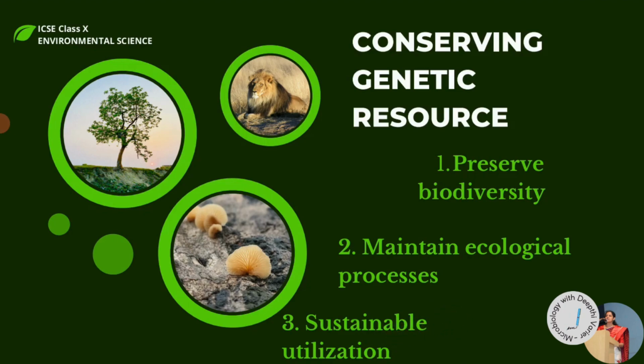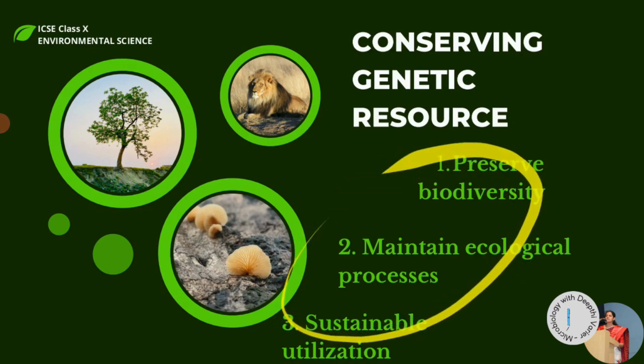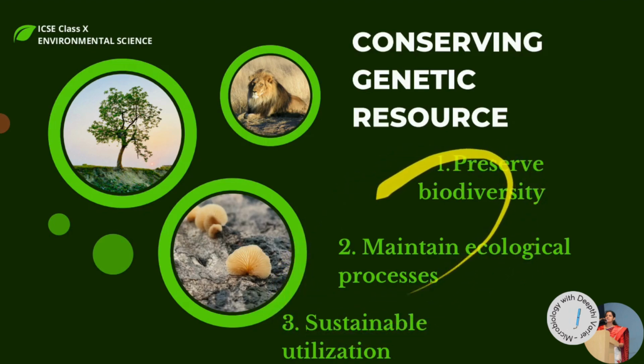It means that you use the natural resources in such a way that you don't destroy them completely, but they can be utilized by the future generations as well. So it's something similar to live and let live. You use and you let your future generations also use. That is what is called sustainable utilization. So these are the objectives which are kept in mind when strategies for conservation are made.